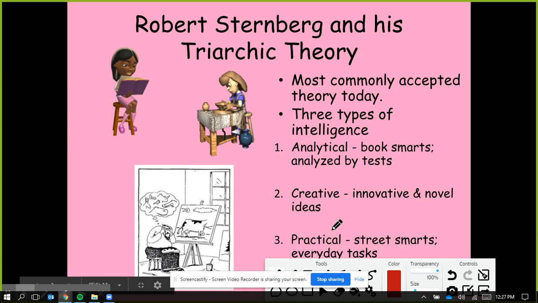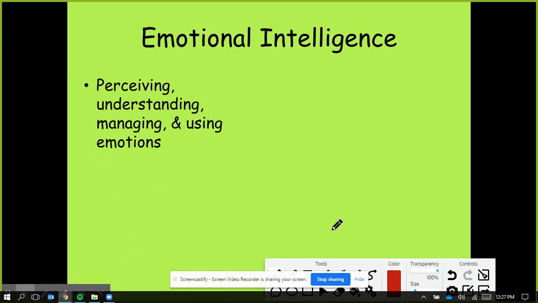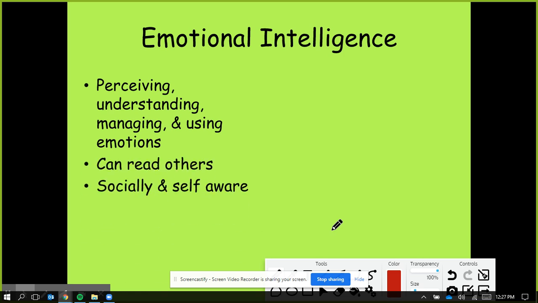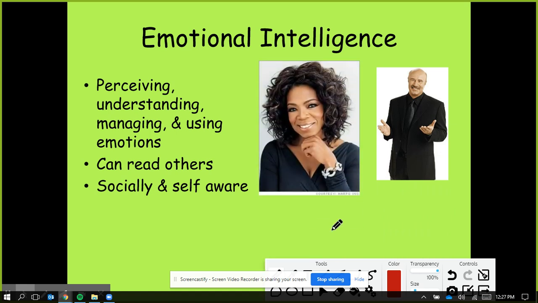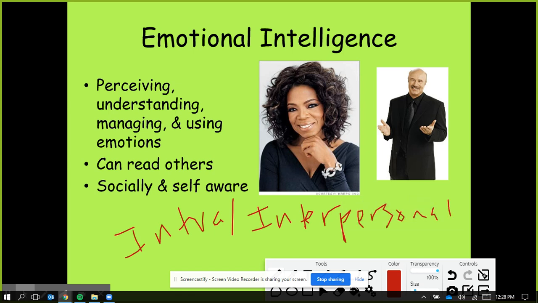And then finally, one that is kind of hotly debated as to whether this is an intelligence or not is what's called emotional intelligence. This would fall into Gardner's intra and interpersonal intelligences. People who have high emotional intelligence are people that are very understanding. They understand how to use emotions sometimes to manipulate people. But it could also be somebody who, sorry, I just lost my train of thought.